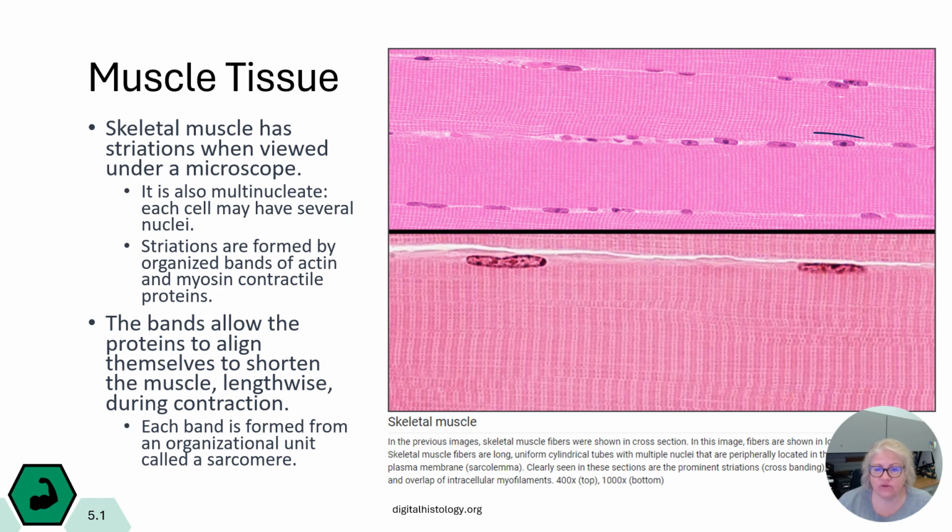So here we see the nuclei. They're very peripheral, and there may be several per fiber. The striations are formed by organized bands of actin and myosin contractile proteins. And in this picture down here, you can really see those bands. It's nice and enlarged, and you can see the band structure, the light and dark bands. And we'll talk about the myosin and actin and how they form those bands. The bands allow the proteins to align themselves to shorten the muscle lengthwise during contraction. Each band is formed from an organized unit called a sarcomere.